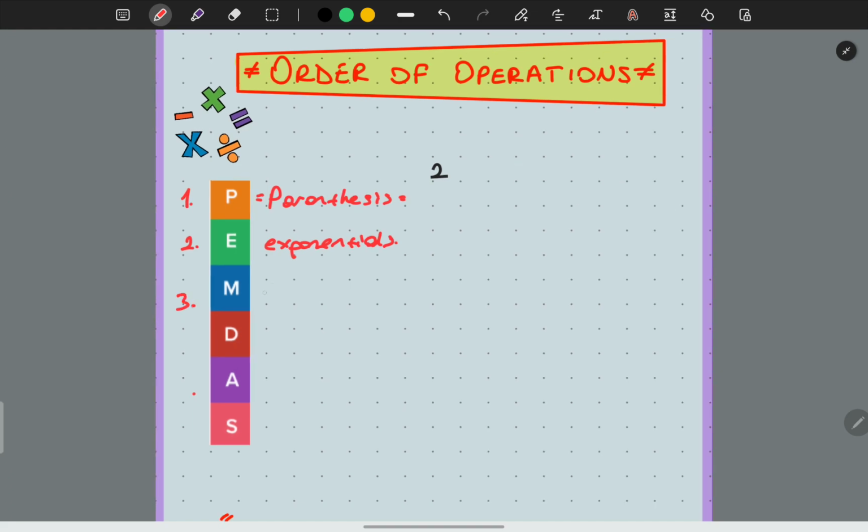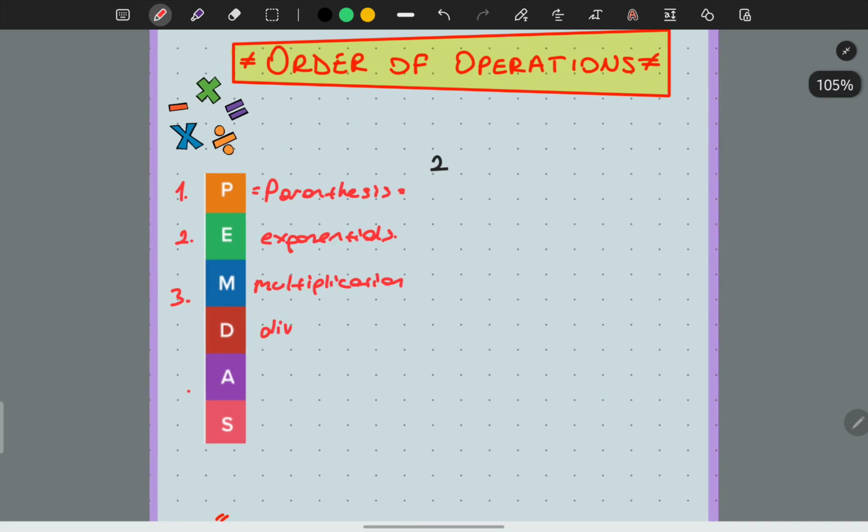And for the third step, we have M and D, multiplication and division. So these two have the same priority. So when we have multiples of them, we should follow from left to right, solving them to have an order. They have the same priority, and when we are solving them, we go from left to right.